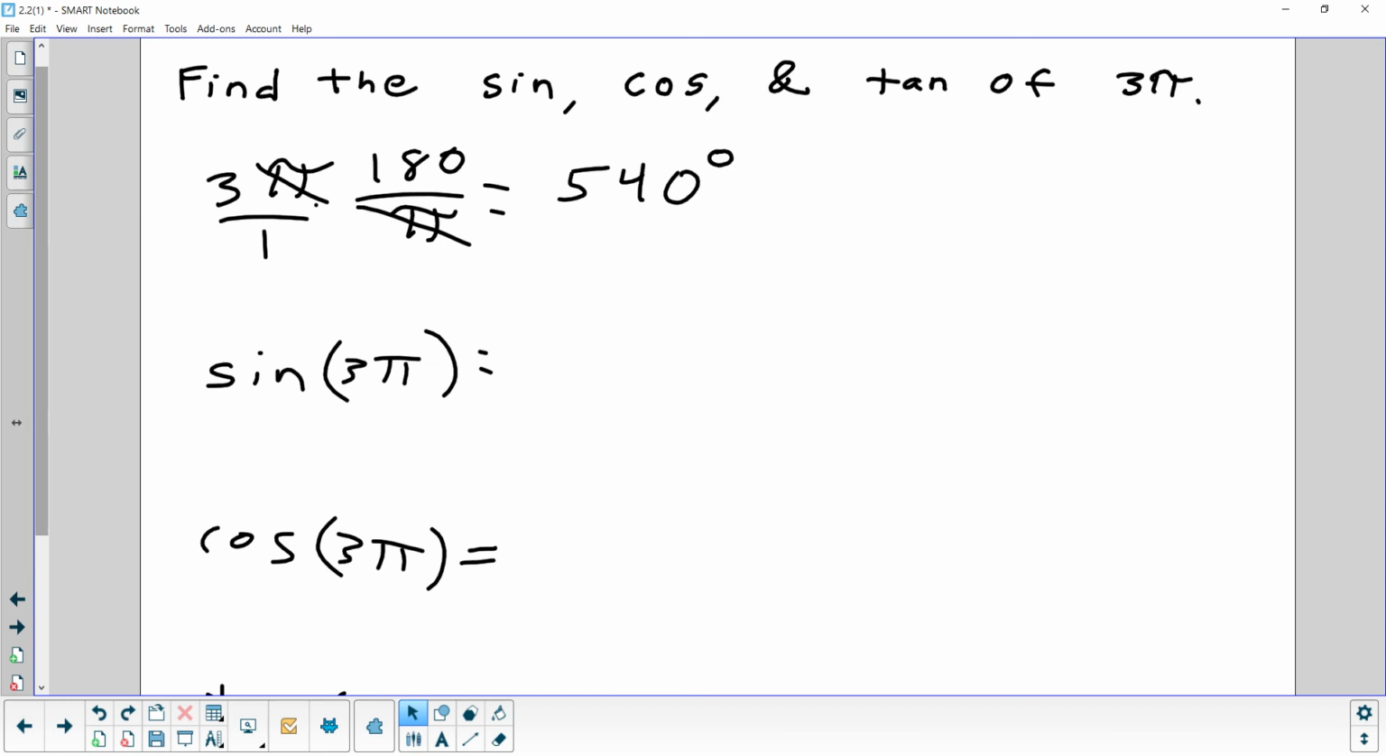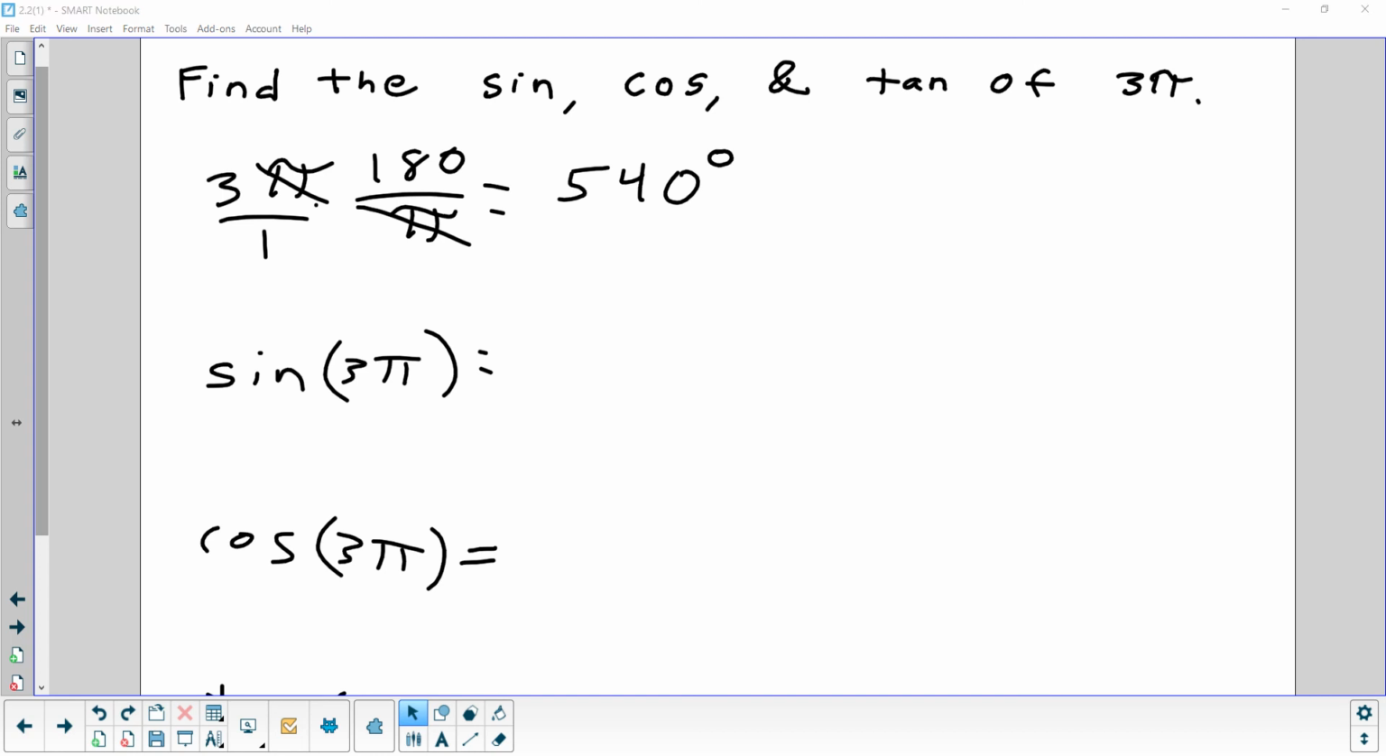So now I'm trying to find the coordinates for 540 degrees. So it's in degrees. I like that better, but I still don't like 540. And we talked about this earlier. How come I don't like 540? Yep. It's above 360, okay? We like to keep it under 360.